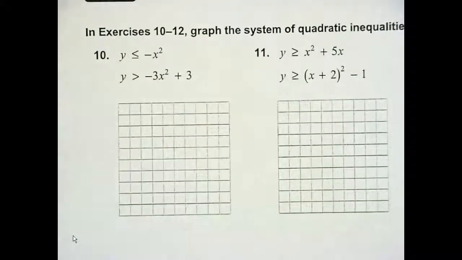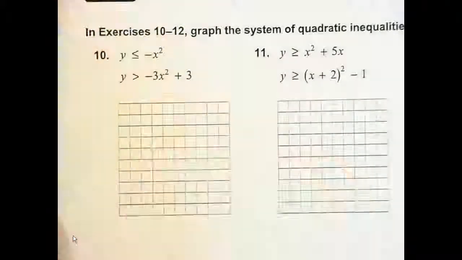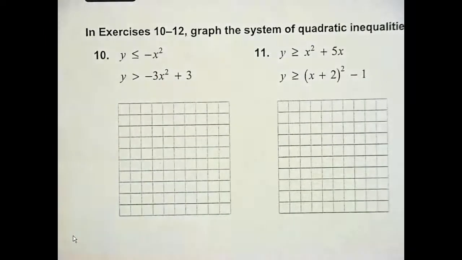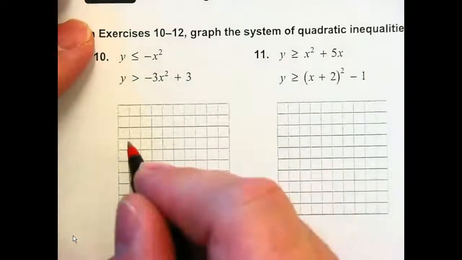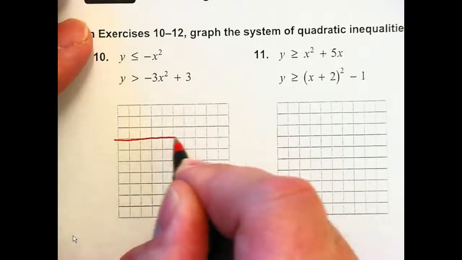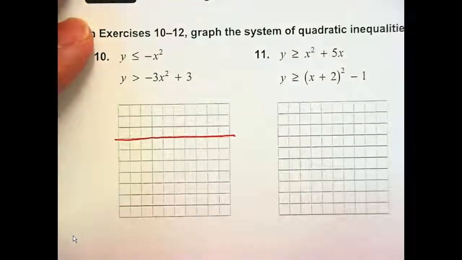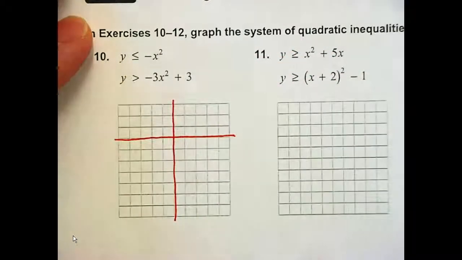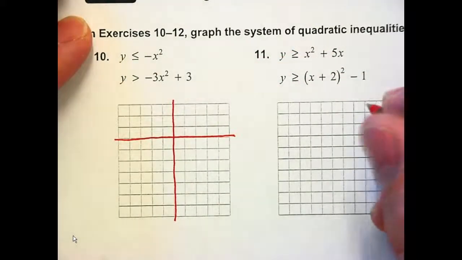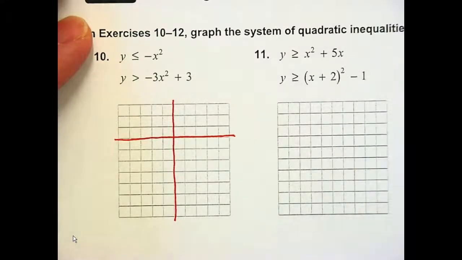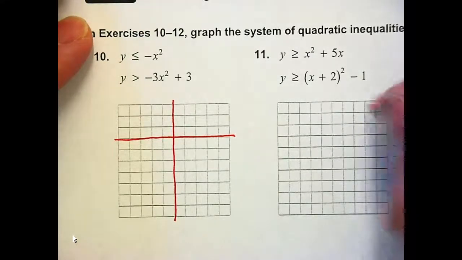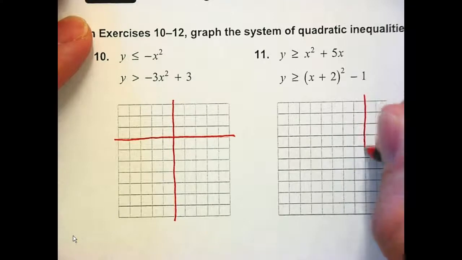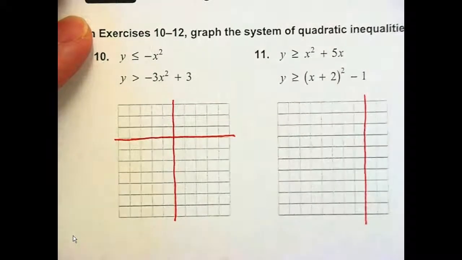All right, so starting with number 10. Now, since these are a little tougher, notice these are systems of inequalities. I am going to give you where I want you to put the axes. Oh, sweet. Thanks, Chloe. Is that at 3? Yeah, 3 up, or 3 down if you want to take it that way. It's like 7 up, if we're getting technical.